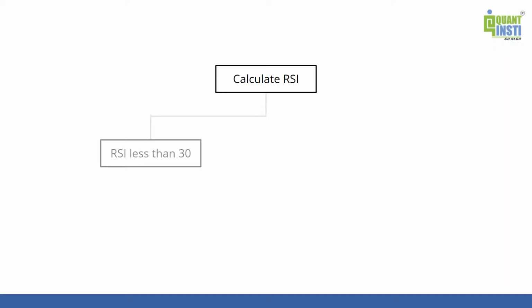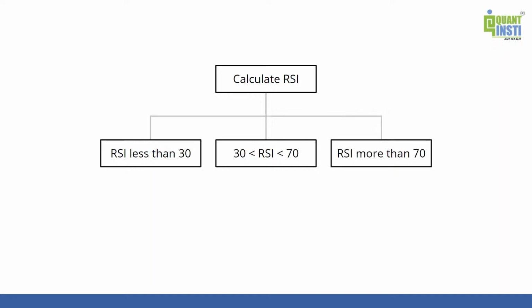Now, if the RSI value is less than 30, that would be a different action. And if the RSI value is between 30 and 70, you take a different action. And if it is more than 70, it is different. Now, when the RSI is less than 30, it means that a lot of people have sold that asset, which makes the price attractive for you. And it is at a good value. So you would buy that asset when it is less than 30.